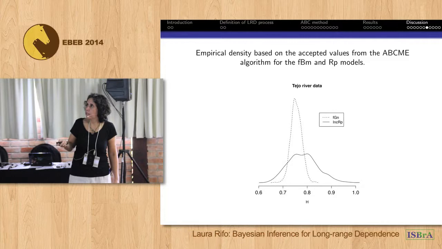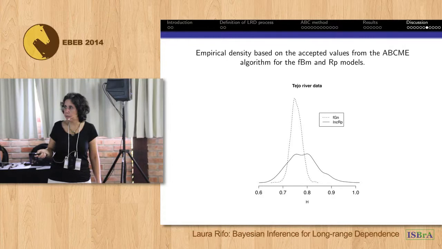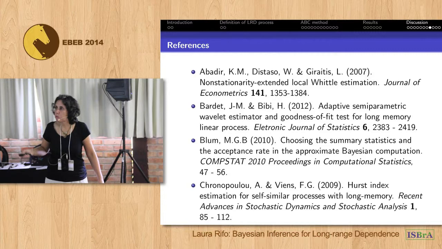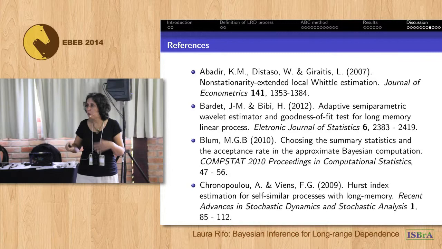Here is the empirical density from the ABC method that we obtained. Okay? This is using the fractional Brownian motion, and here the Rosenblatt process. And that's our estimate for H. So the model of fractional Brownian motion is more precise in terms of measuring the memory of the process. Some reference, this Chronopoulou and a very good review of different estimators for the memory.